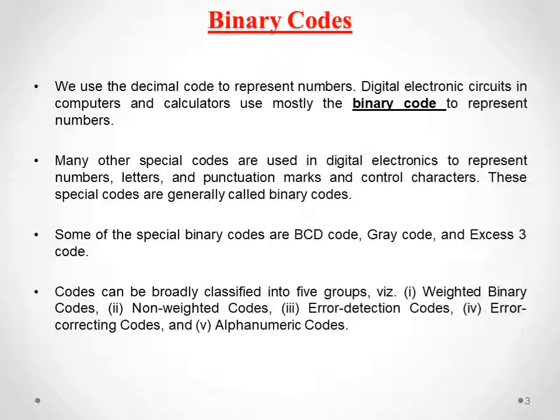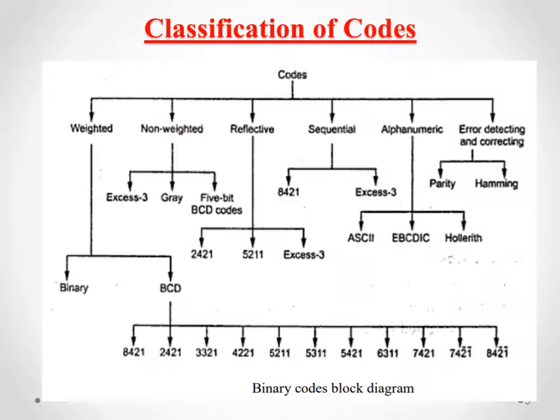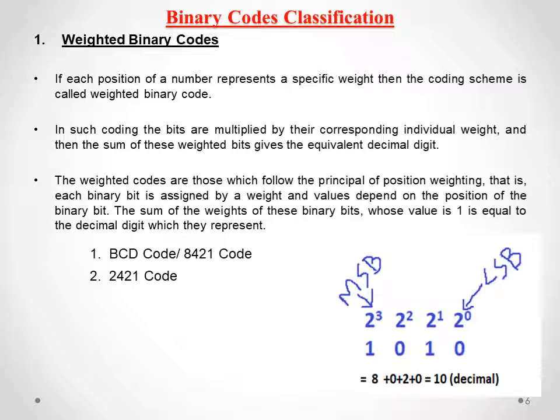Generally, codes are classified into 5 groups. One is weighted binary codes, second is non-weighted binary codes, third is error detection codes, fourth is error correcting codes, and fifth is alphanumeric codes. First, let's see about weighted binary codes.